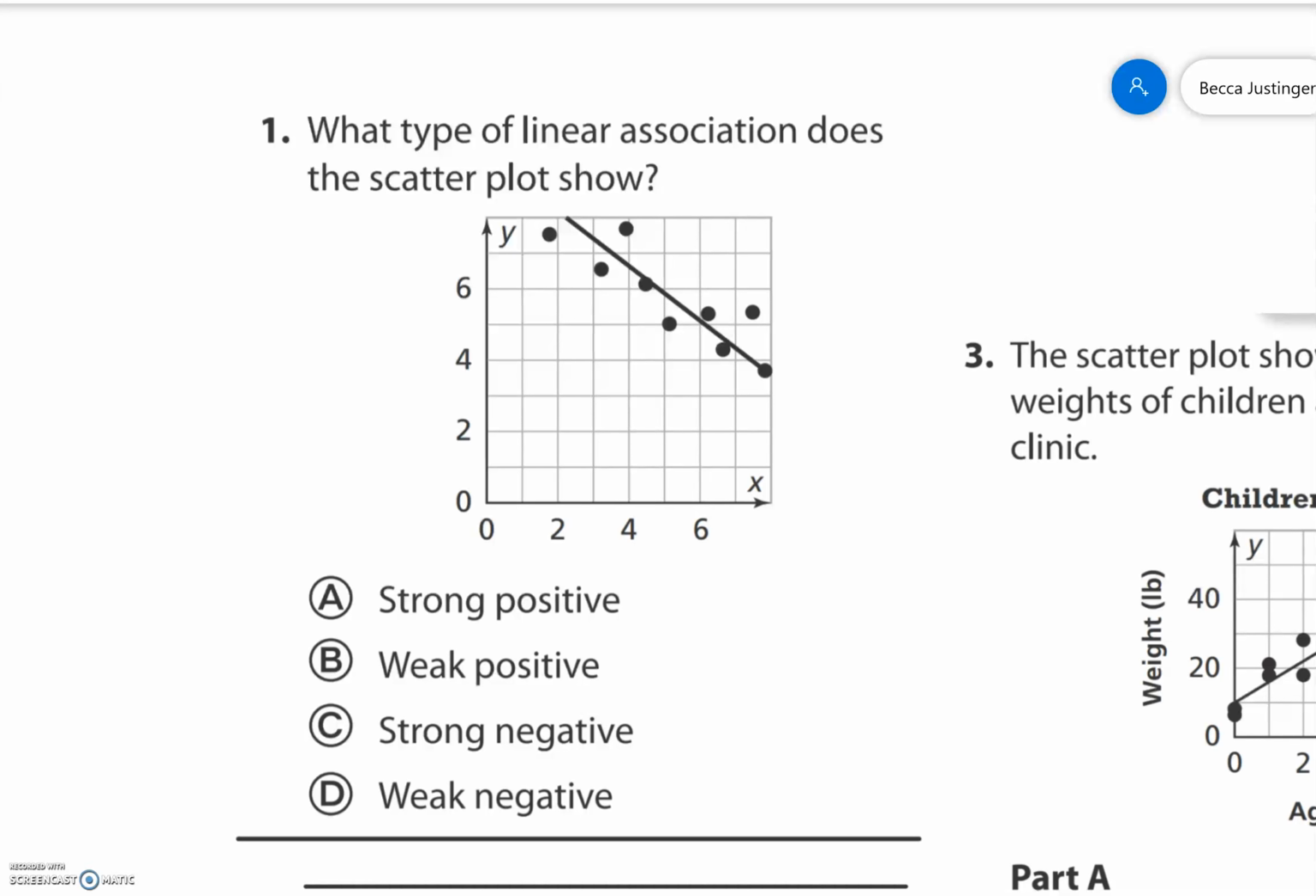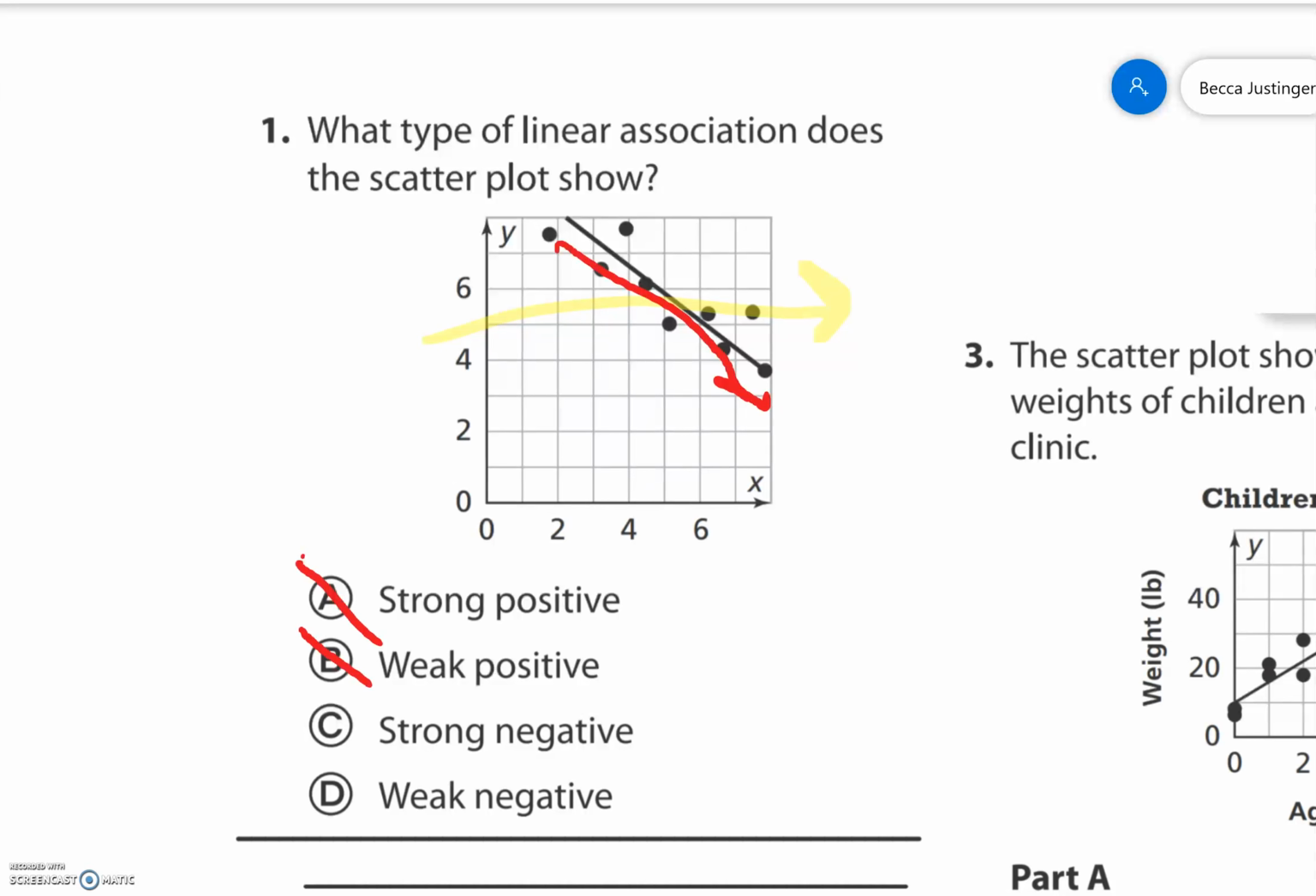Number 1. What type of linear association does a scatter plot show? Well, remember, we read from left to right. So going from left to right, the line goes downward. Since it goes downward, that means it's a negative line. So I'm going to cross out positive, strong positive, and weak positive.